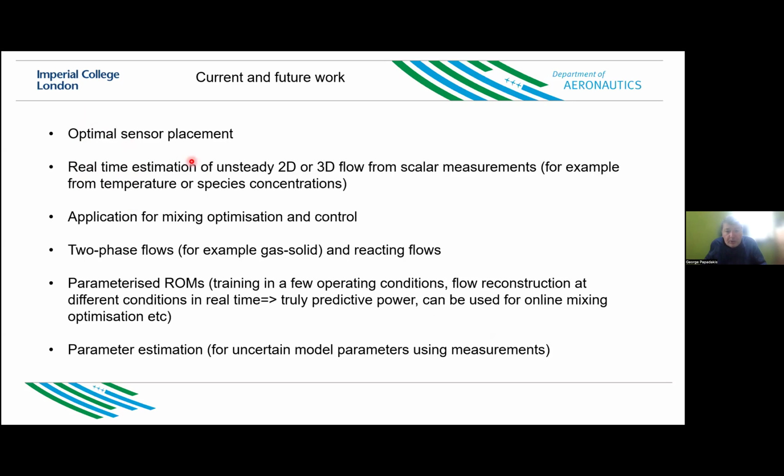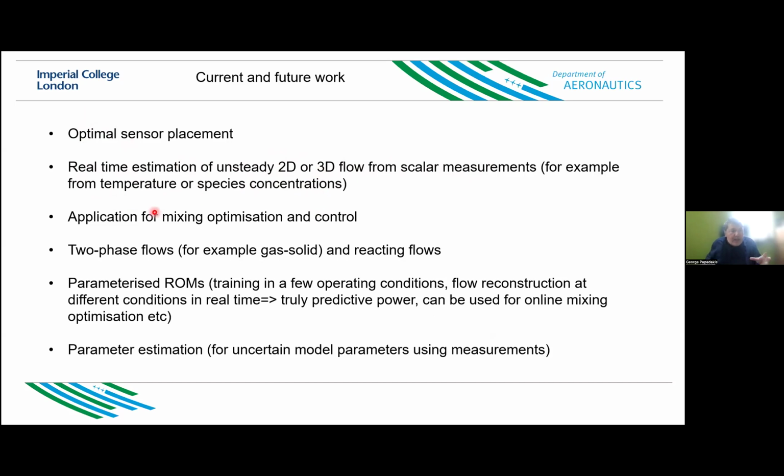Real-time estimation: here I have used measurements for velocity and pressure, but it may be possible to measure easier variables like temperature or species concentration. This is work that we have also carried out for different problems, and we can show that indeed it is possible using scalar measurements to reconstruct velocities and the pressure field, etc.